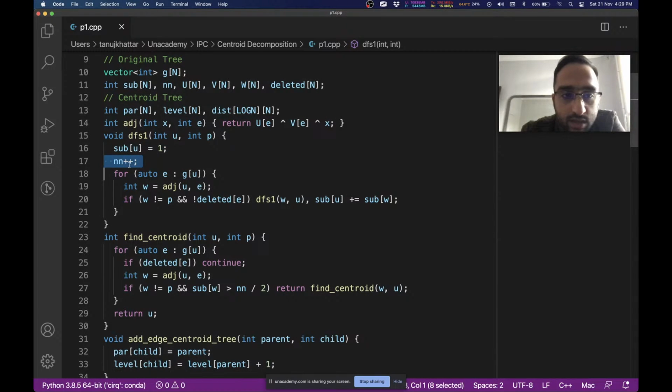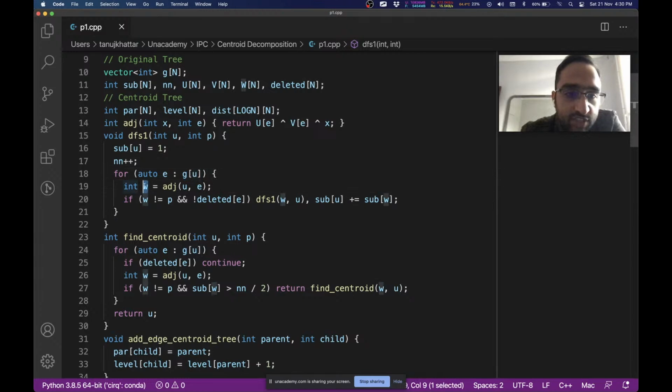I increment my NN, which is a global variable, to count the number of nodes which lie in this subtree which I am iterating on. And then I iterate on the adjacency list. So remember, G of u had a list of all the edges which lie adjacent to u in the original tree. So I iterate on all the adjacent edges.